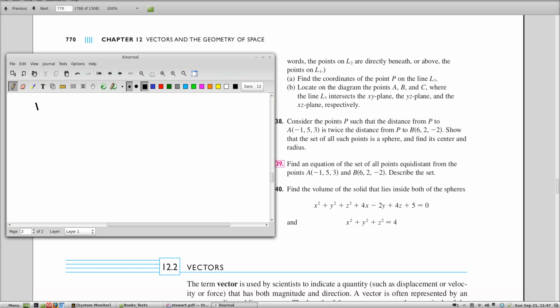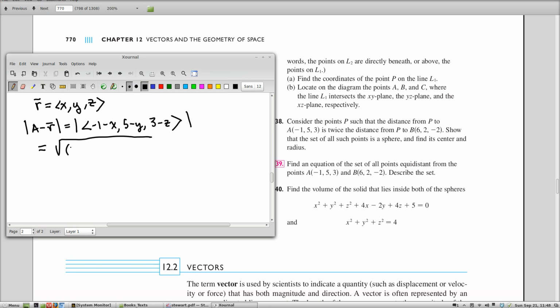So let's just say that we have some generic point. I guess R is something we frequently use for generic points, so I'll use that, x, y, z. And what's the distance between R and A? Well, that's the magnitude of A minus R. And what is that? That's the magnitude of (-1 minus x, 5 minus y, 3 minus z). And what is that? That's the square root of (1 plus x) squared, it's just easier to forget about those minus signs, plus (5 minus y) squared plus (3 minus z) squared.